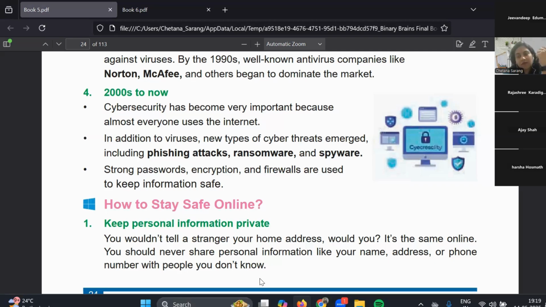One file will copy itself many times. No, not really. Phishing attack is a different kind of attack. Worms are those which will multiply by themselves.